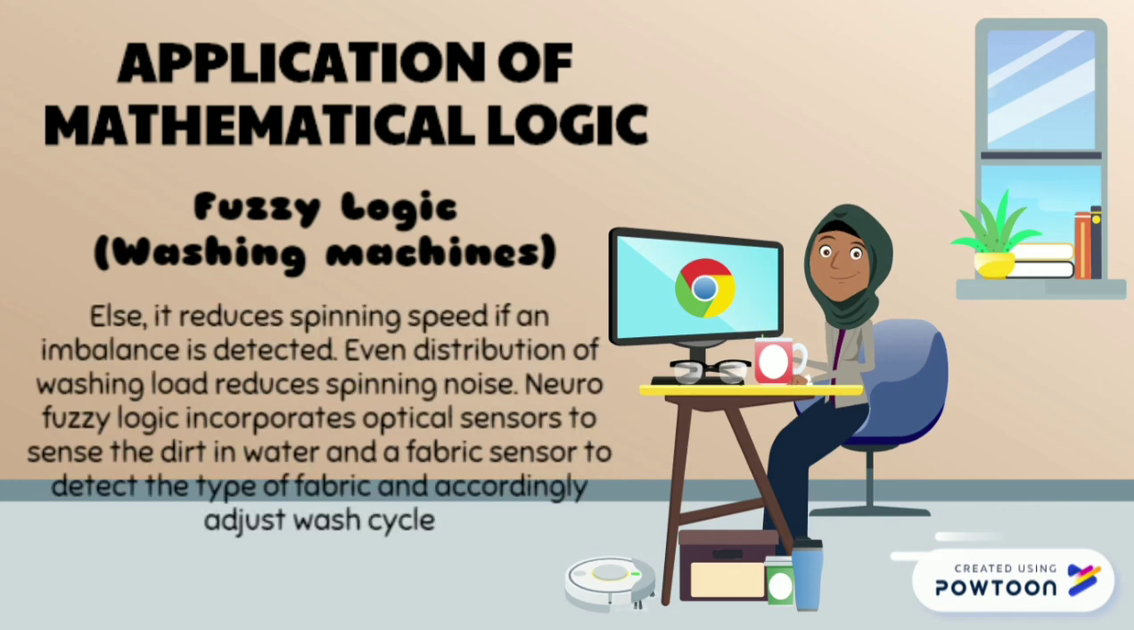Else, it reduces spinning speed if an imbalance is detected. Even distribution of the washing load reduces spinning noise. Neurofuzzy logic incorporates optical sensors to sense the dirt in water and a fabric sensor to detect the type of fabric and accordingly adjust the wash cycle.